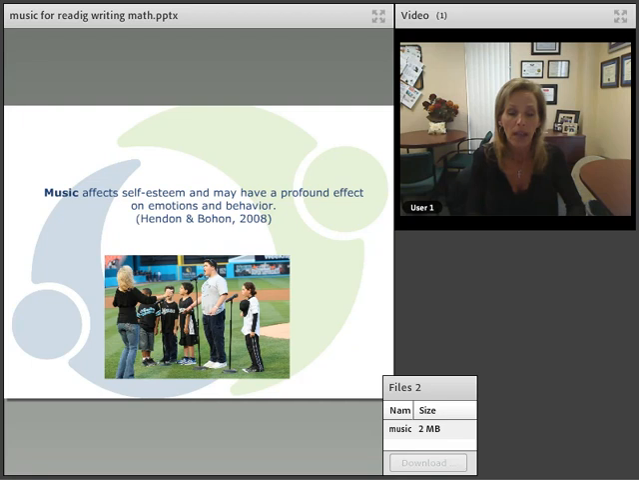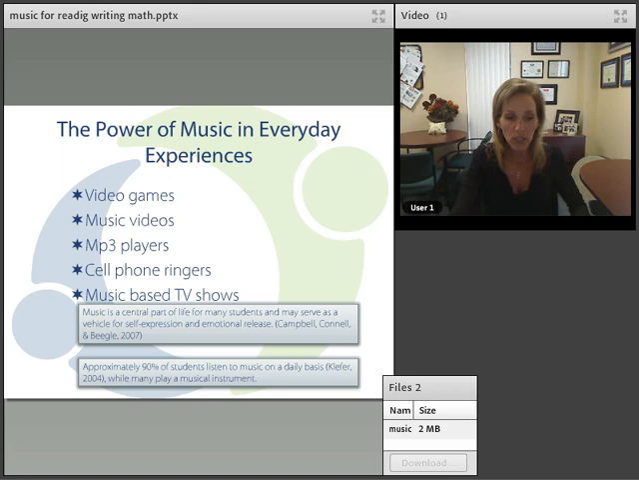Being also able to perform in front of others in a way that maybe they normally wouldn't be able to is quite powerful for building self-esteem. In this picture, these are a group of individuals with special needs that I had the pleasure of conducting. They sang the national anthem at a Marlins game.